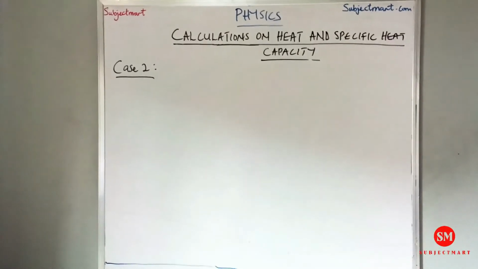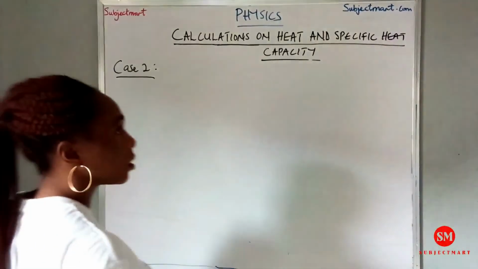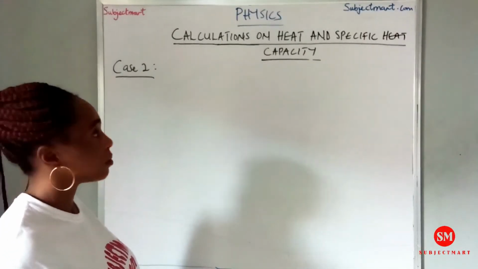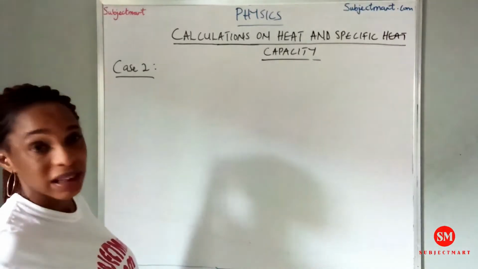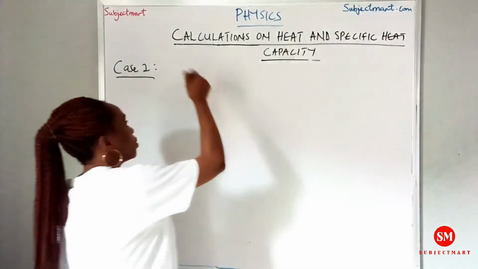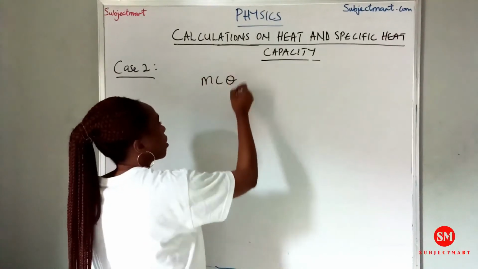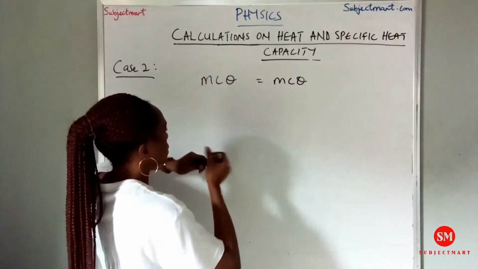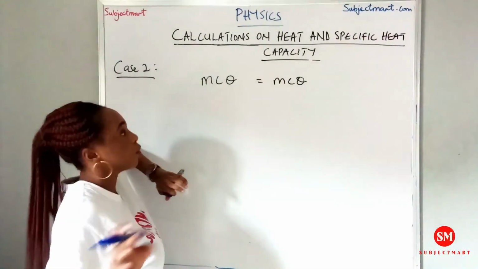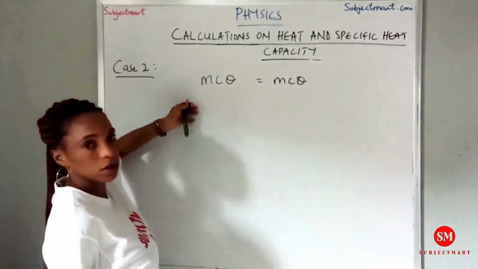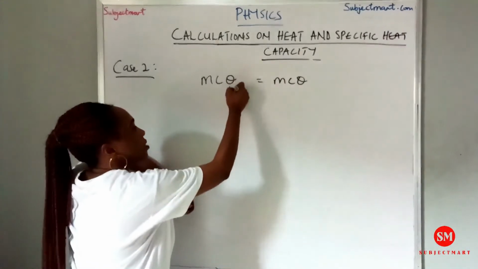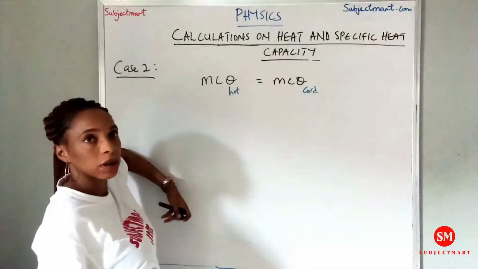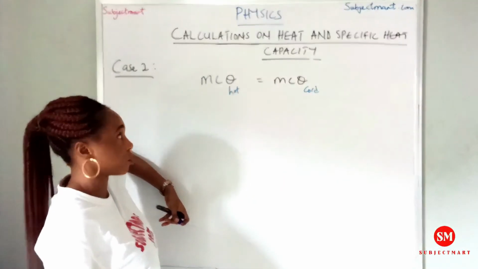So for case 2, when we have problems involving hot water and cold water, or problems involving water of 2 different temperatures, it's going to be MC theta is equal to MC theta. What that means is that, just like I said earlier, according to the principle, heat lost by one body is equal to heat gained by the other. So here is the hot and here is cold. You can identify the hot or cold water via their temperatures.